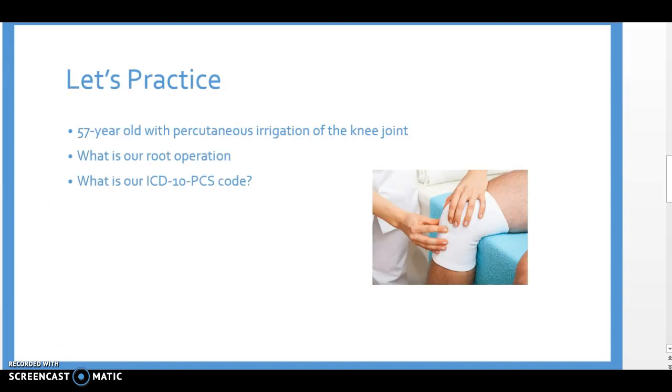Now let's go ahead and do some practice. We have 2 cases that I want to practice with. Our first case is a 57-year-old who comes in for a percutaneous irrigation of the knee joint. So we always ask ourselves first and foremost, what is our root operation and what is our ICD-10-PCS code? So you determine your root operation from the scenario you're coding, and that is the key word that you look up in your ICD-10-PCS index.